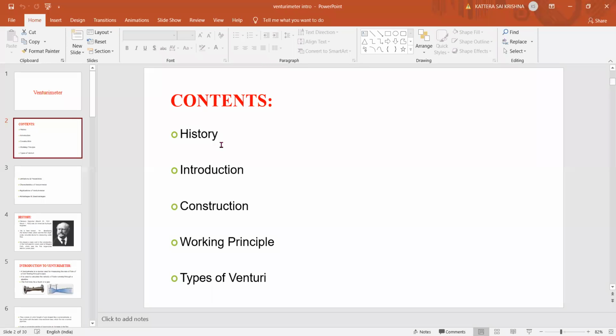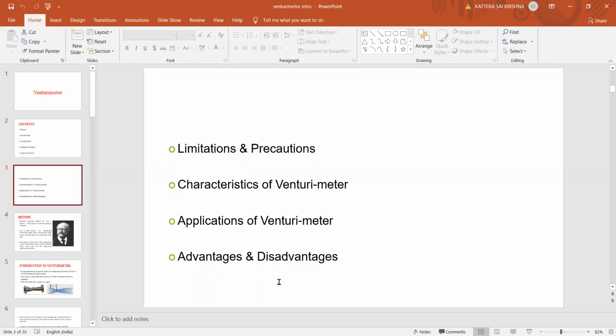Okay, so history of the venturimeter, introduction, construction of venturimeter, working principle, types of venturimeters. We'll see this content, and next we'll see the limitations and precautions, characteristics of venturimeter, applications of venturimeter, and advantages as well as disadvantages that are in your venturimeter.